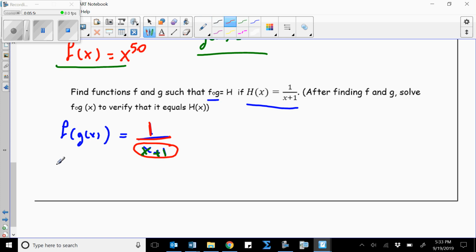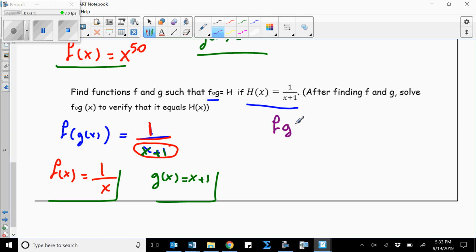So I'm going to write f of x is the parent rational function 1 over x, and then g of x is x plus 1. So this is my answer. The components are found. You can also prove that your answer is right. If you doubt your answer, you can check by finding f of g of x and see if you get the same original function or not.